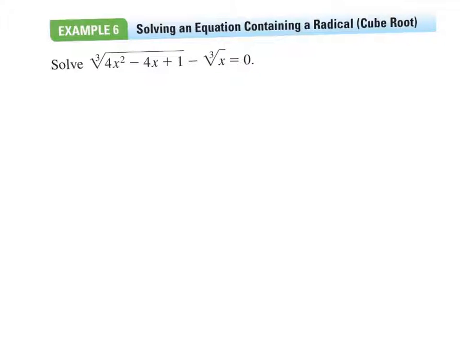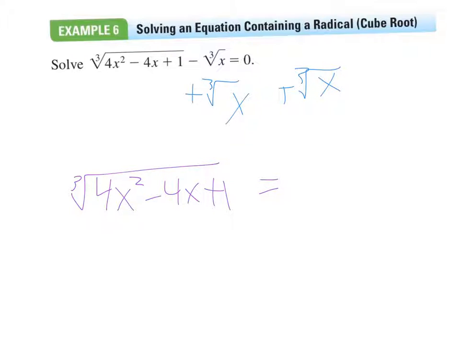Alright, since it's equal to 0, we can start off by getting them on opposite sides of the equal sign. If we add cubed root of x to both sides, we have cubed root of 4x squared minus 4x plus 1 is equal to cubed root of x. So now to undo a cubed root, you raise it to the third power.